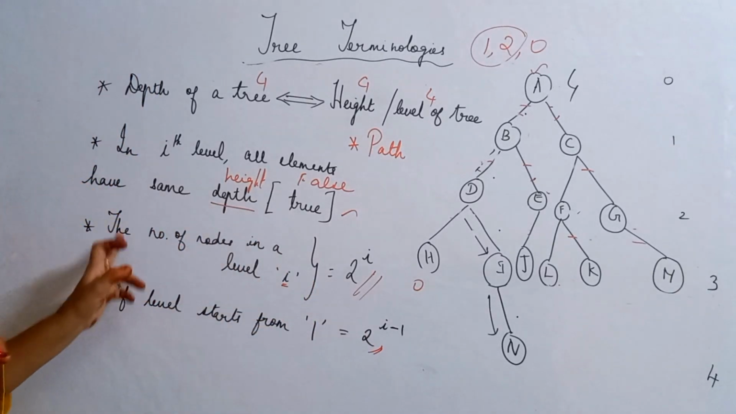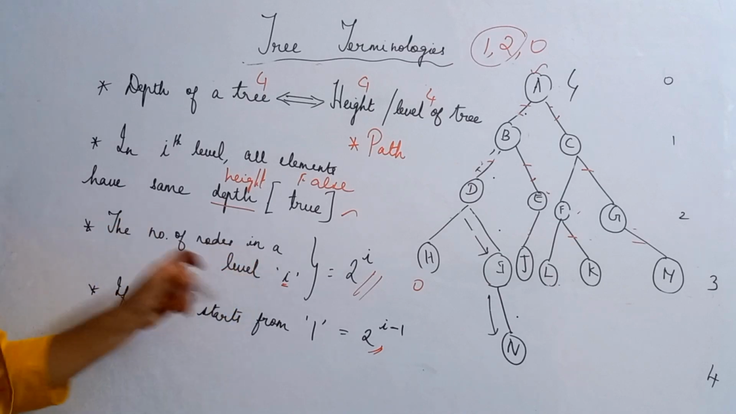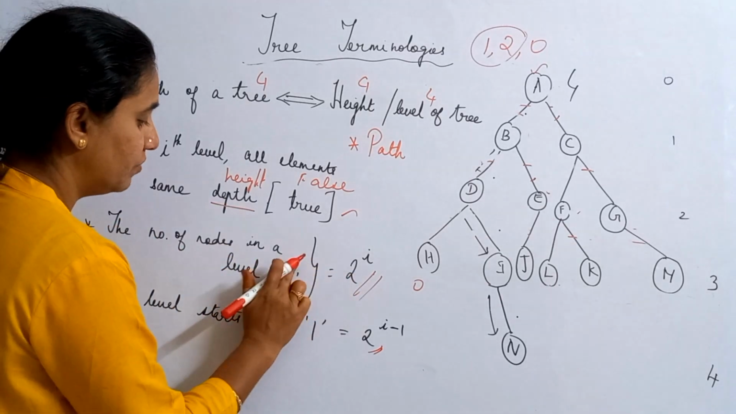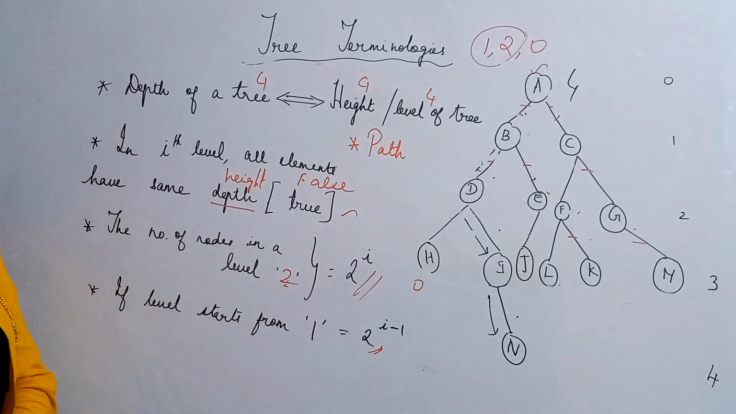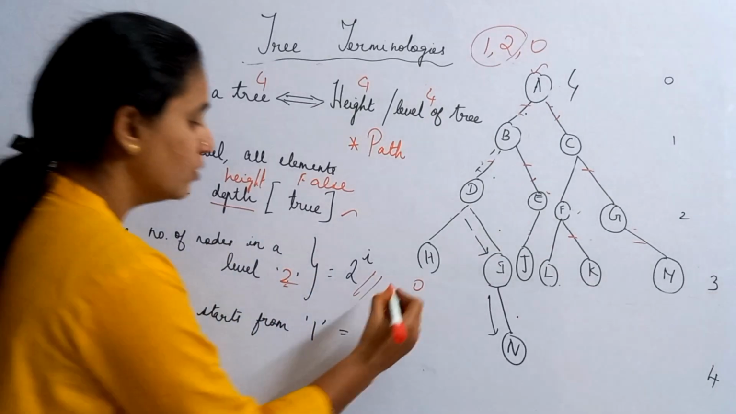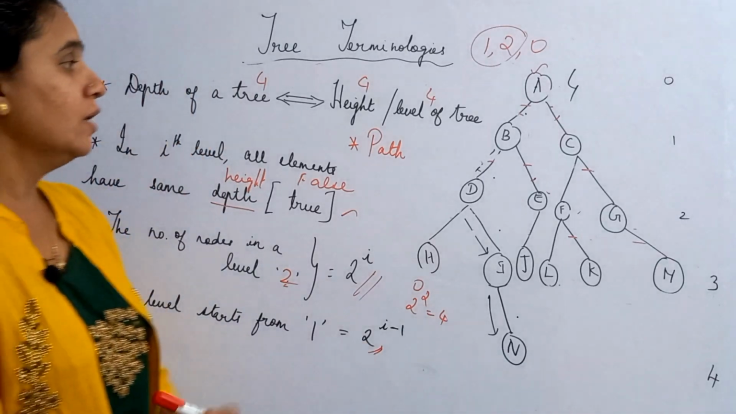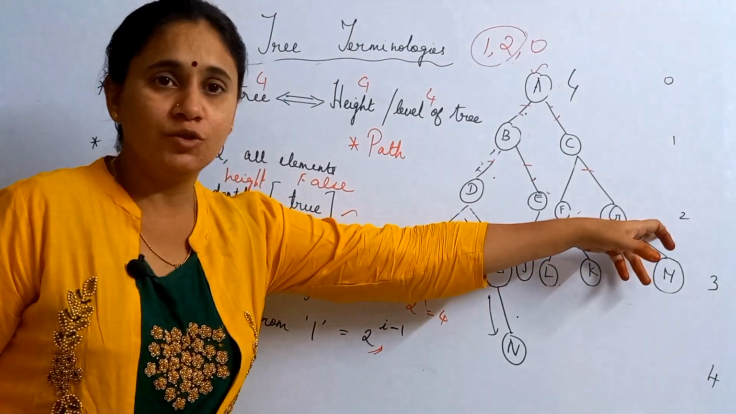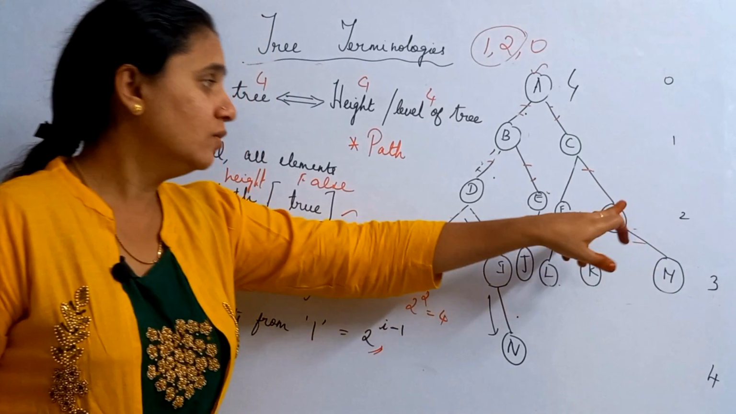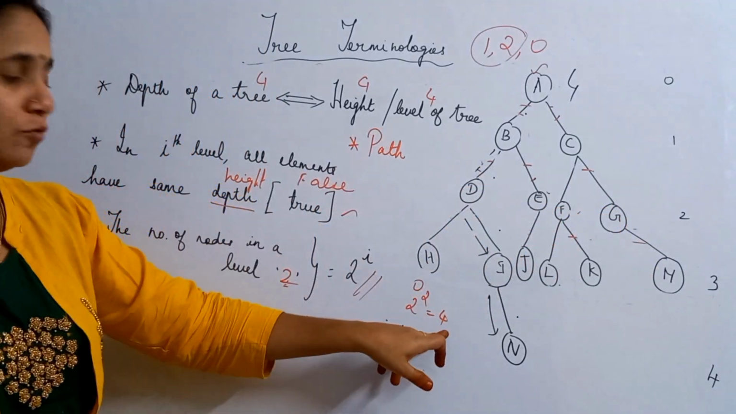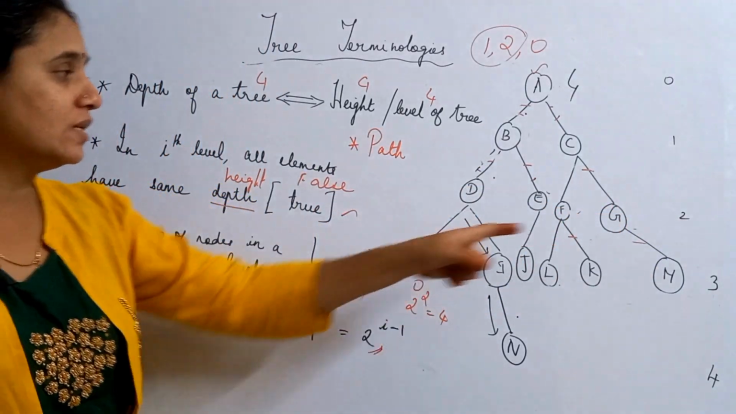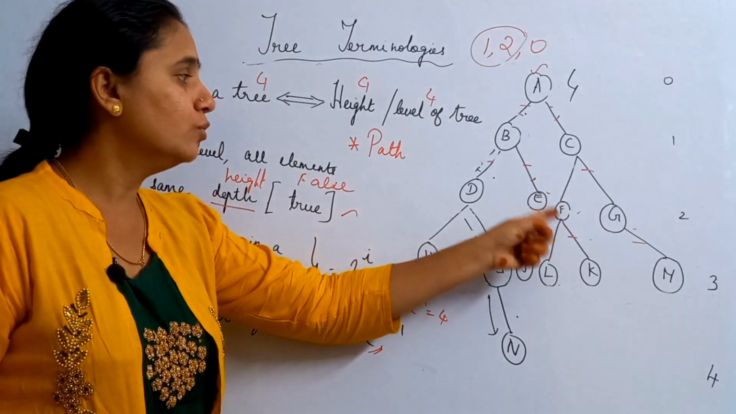So now the total number of nodes in level 2. For example, I want to find for level 2. What will be the formula? It is 2 power 2, so the answer is equal to 4. This is my level 2. What will be the answer? 1, 2, 3, 4. See, I have got the answer. The total number of nodes in level 2 is 1, 2, 3 and 4.